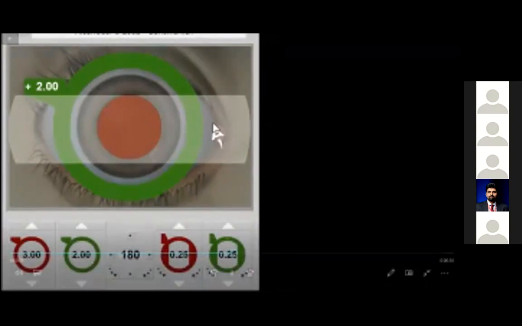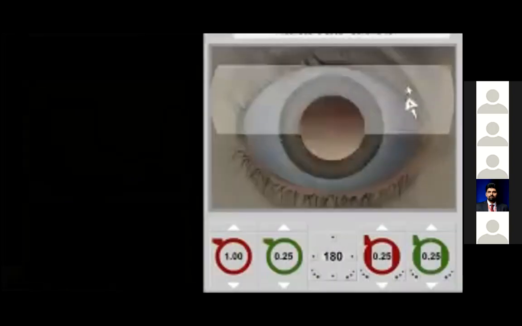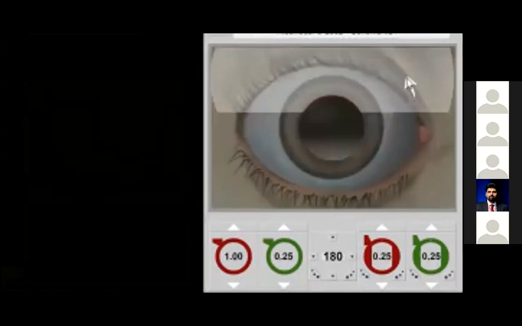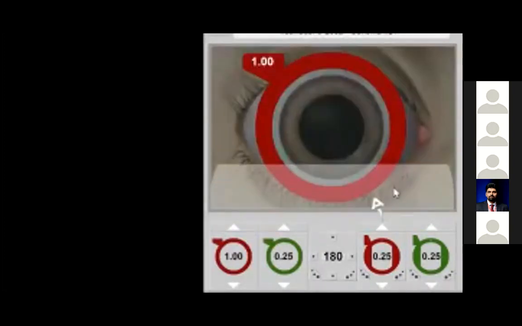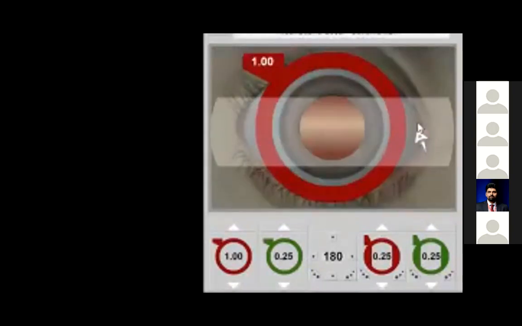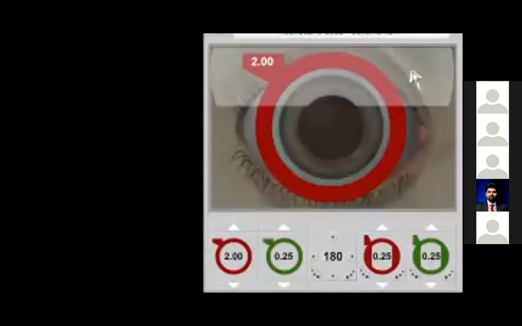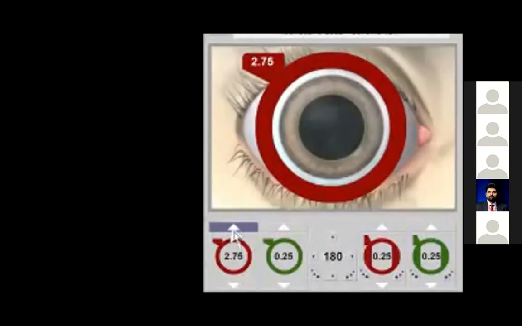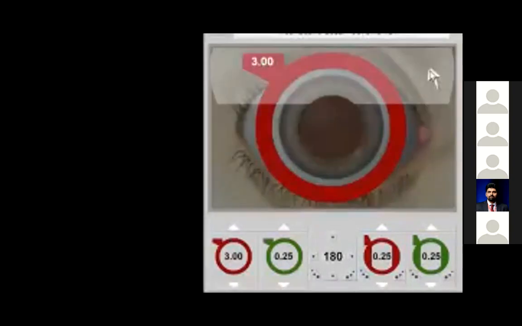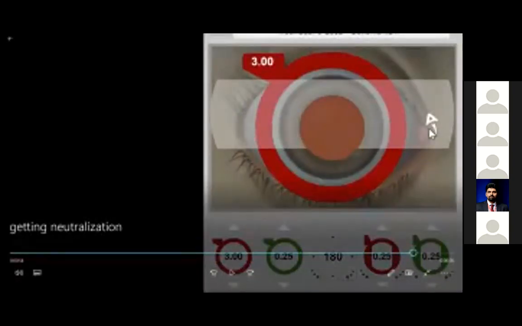Now, if you get an against motion, you have to add minus lenses the same way in increasing steps. So here I'm adding -1, and the reflex you see becomes sharper and brighter, and you go on increasing. So now I'm getting closer to neutralization. And finally, in this case, with a -3 diopter lens, I have achieved neutralization. So that will be my end point in an against motion.